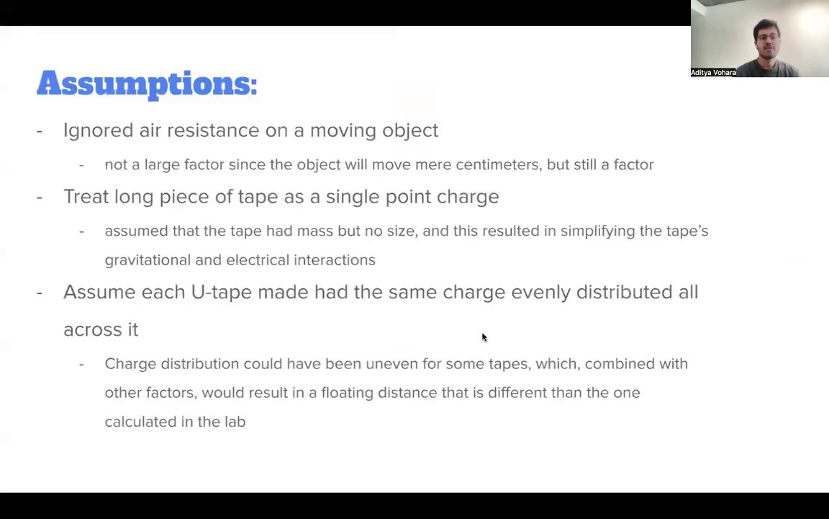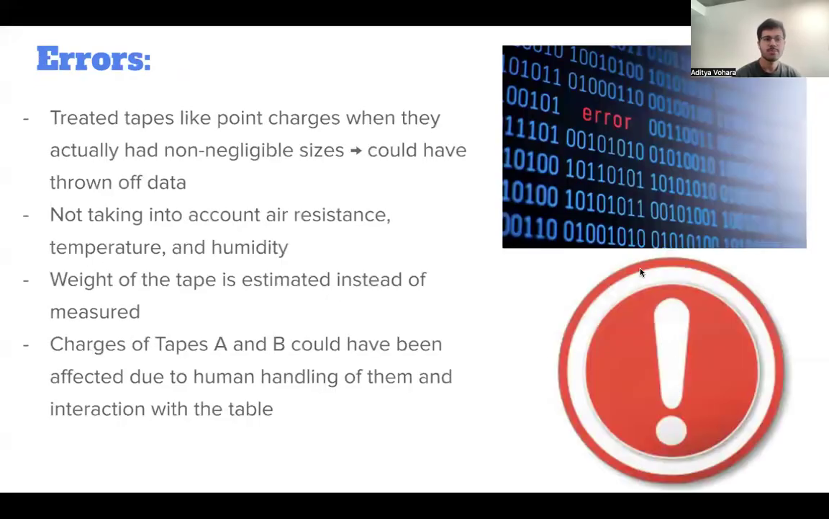Finally, the analysis. There are a few assumptions that we made: we are ignoring air resistance, we are treating the long piece of tape as a single point charge, and we are saying that the charge is evenly distributed. However, I want to clarify that this might not be possible in real life because air resistance could not be ignored, and we cannot always assume that the charge is evenly distributed. There are also some potential errors. Tape B could be affected because we're touching it with the hand, so charges might be affected there. Weight might be a bit of an approximation, and not taking into consideration the air resistance, temperature, and humidity might have affected our results.